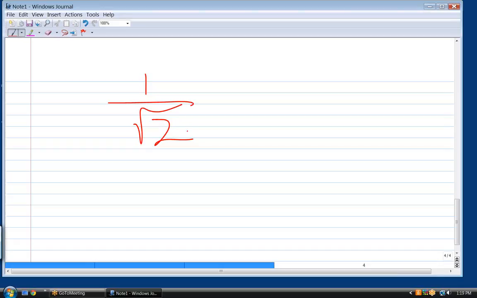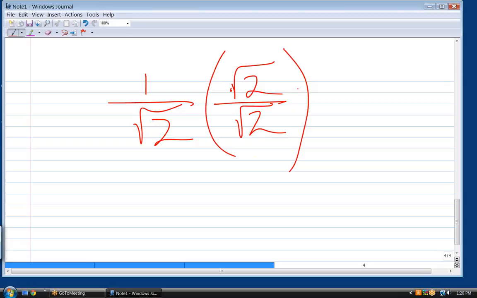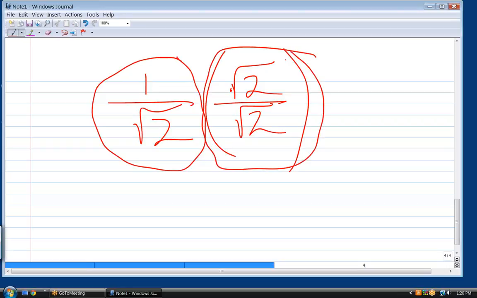Well, I can certainly rationalize the bottom by multiplying it by square root of 2. That's going to turn it into 2. But remember, I can only multiply a fraction by the number 1. So I've got to do the top by square root of 2 also. Square root of 2 divided by square root of 2 is 1. So when I multiply this number by this number, I'm not changing its value because I'm only multiplying it by 1. What do I get?